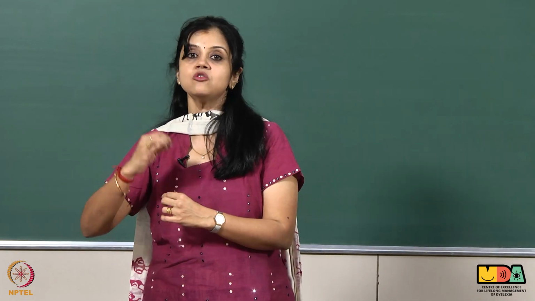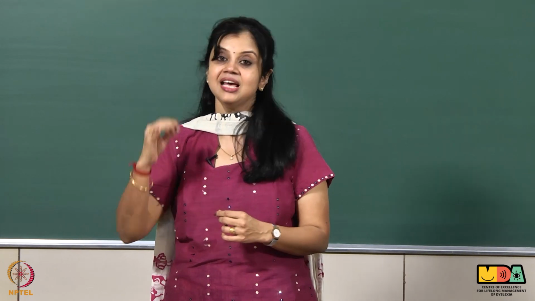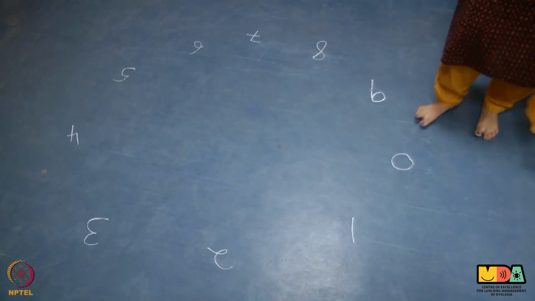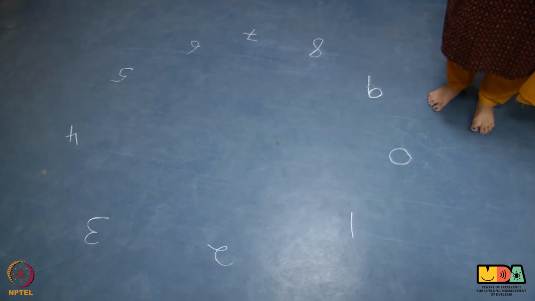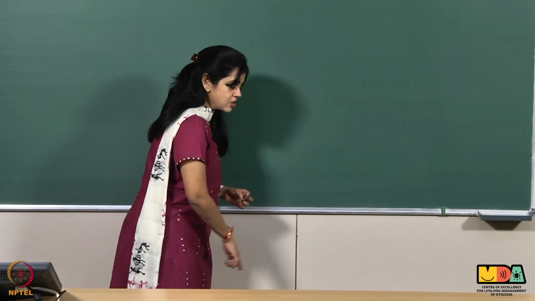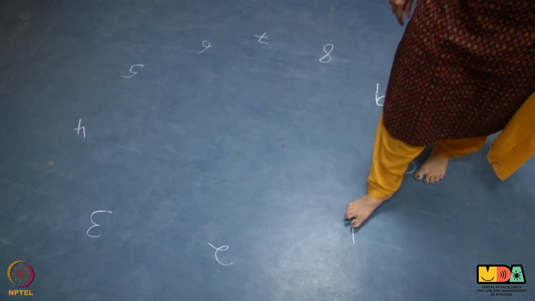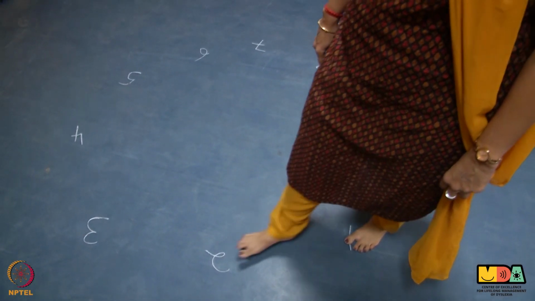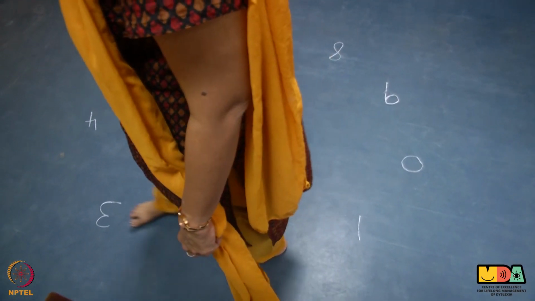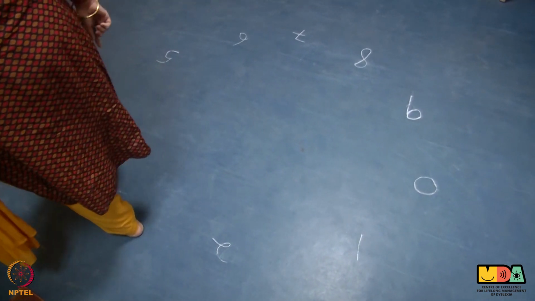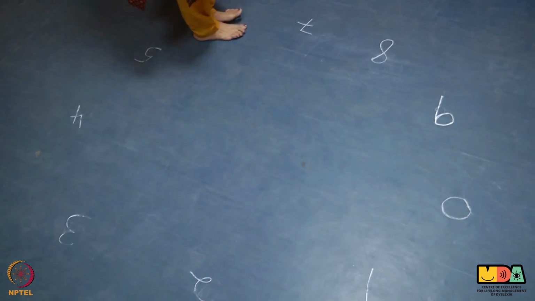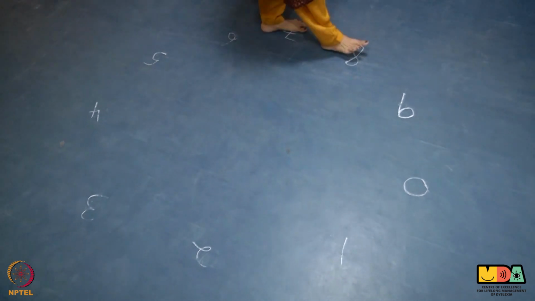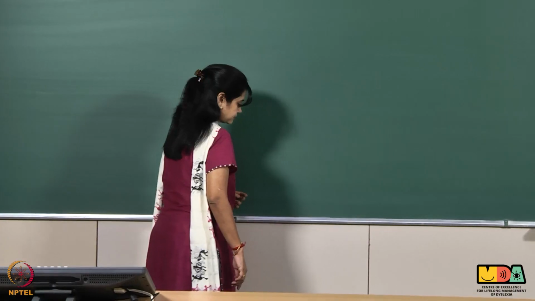Now what we are going to see is how to introduce these numbers kinesthetically. Let us draw a big circle on the floor. Let us write the numbers on the floor 0, 1, 2, 3, 4, 5, 6, 7, 8 and 9.